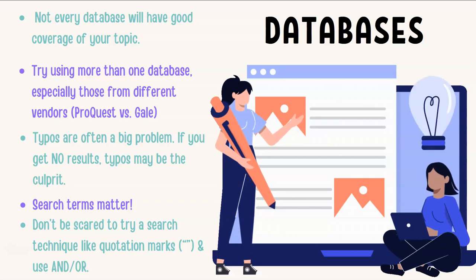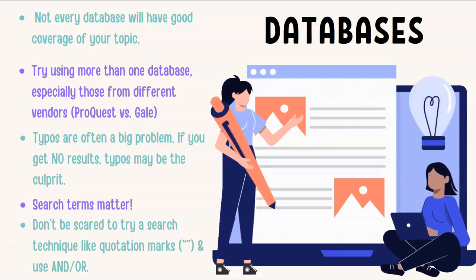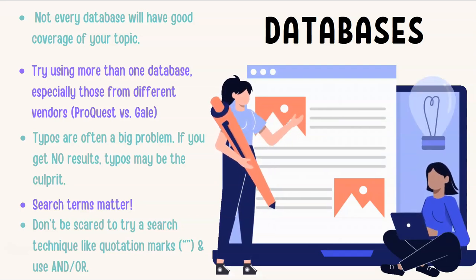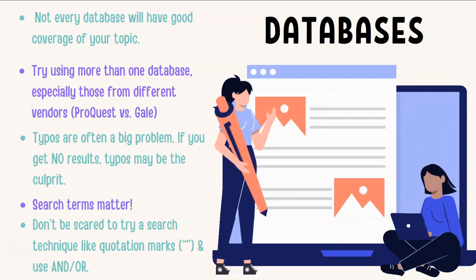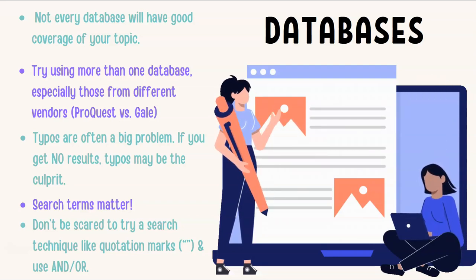Typos are often a big problem, so if you don't get any results, typos may be the culprit. Your search terms matter, so think back on our brainstorming slide and try to switch around your words and see if different words will help. And don't be scared to try a different search technique like our quotation marks or the use of "and" or "or."